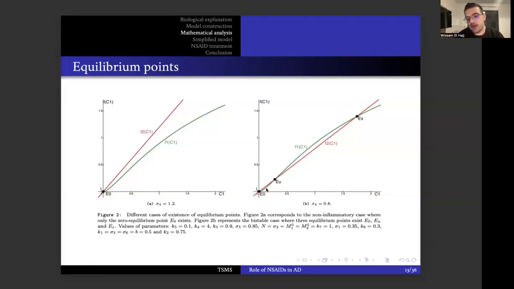And we have another case where there exist 3 points: the 0 point, always stable, and 2 points, EU and ES. EU is unstable, ES is stable whenever it exists. So we have either 1 or 3 equilibrium points, where the one that is common is the 0 point that is always stable.